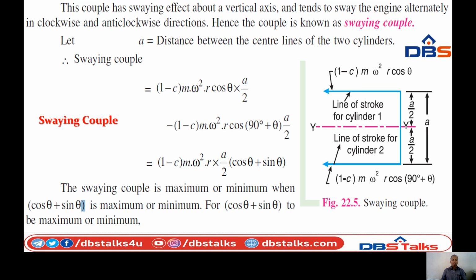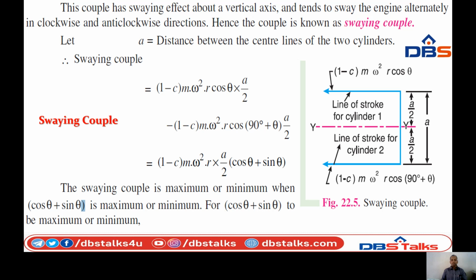So finally what we have received here? 1 minus c into m omega square r into a by 2 cos theta plus sin theta. Here also once again the swaying couple is maximum or minimum when cos theta plus sin theta is maximum or minimum. So for cos theta plus sin theta to be maximum or minimum, we have to equate it to 0. So differentiating with theta and equate it to 0.